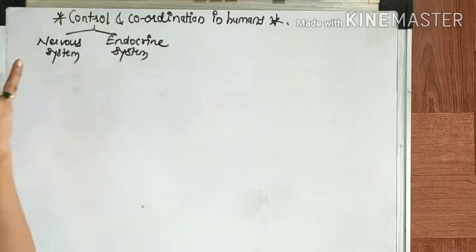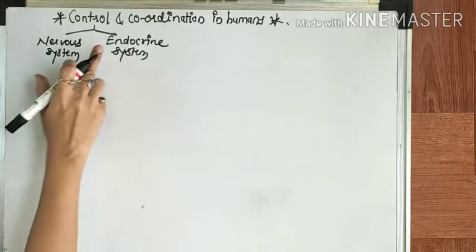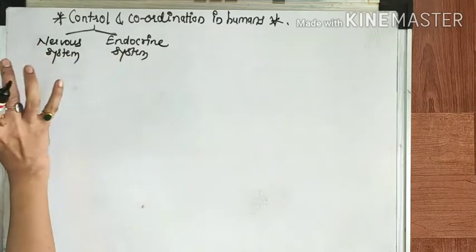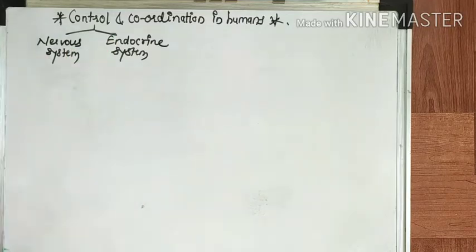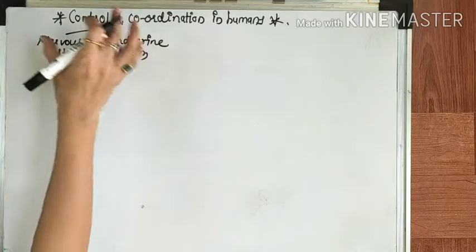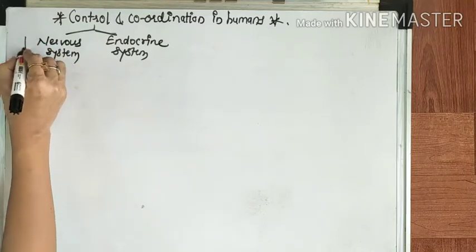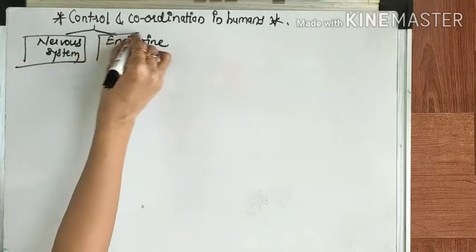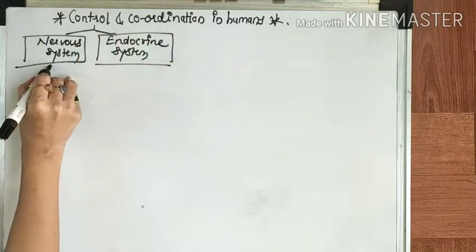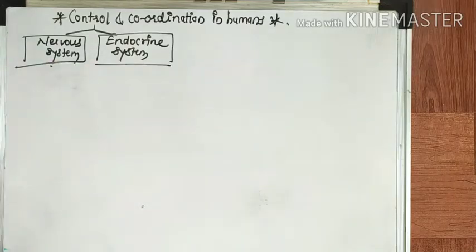Okay. So in human beings, the nervous system and endocrine system work together to control and coordinate all our activities, such as our physical action, our thinking process, our emotional behavior. Okay, so all are controlled by only two systems present in a human being, that is called the nervous system and endocrine system.